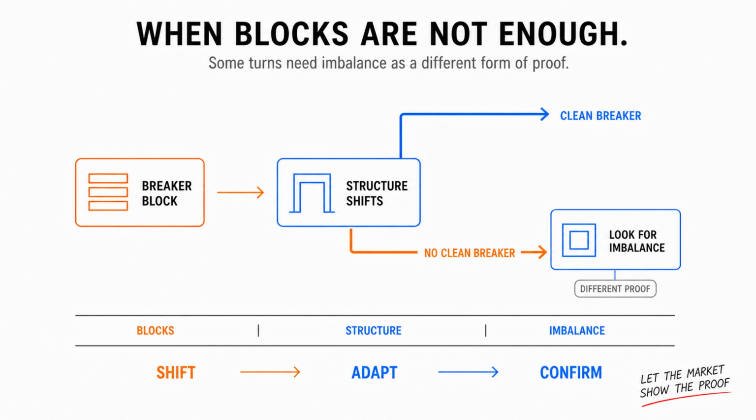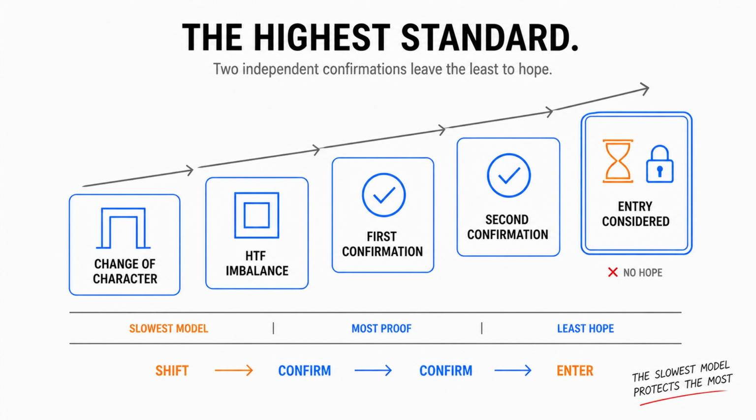But there are markets and moments where structure turns without leaving a clean breaker behind, and traders who want a different kind of proof stop looking at blocks and start looking at imbalance. That is the fifth and most demanding model of the 5. It combines a higher time frame change of character with fair value gaps and inverse fair value gaps, and it stacks 2 independent confirmations before the entry is even considered. It is the slowest of the models, and it is the one that leaves the least to hope.